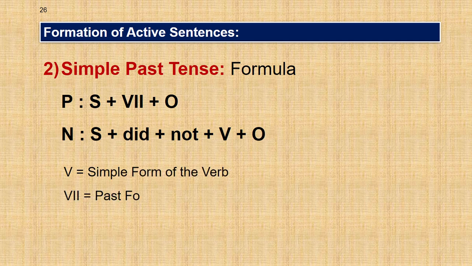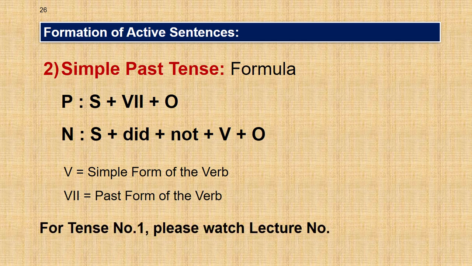So now you can see on your screen, simple present tense was the first tense, and today we are going to learn simple past tense. The formula for this tense is subject plus verb 2 plus object, and in negative, subject plus did plus not plus verb plus object. I have given the specification for the initials of verb: verb means the simple form of the verb, and verb 2 means the past form of the verb.